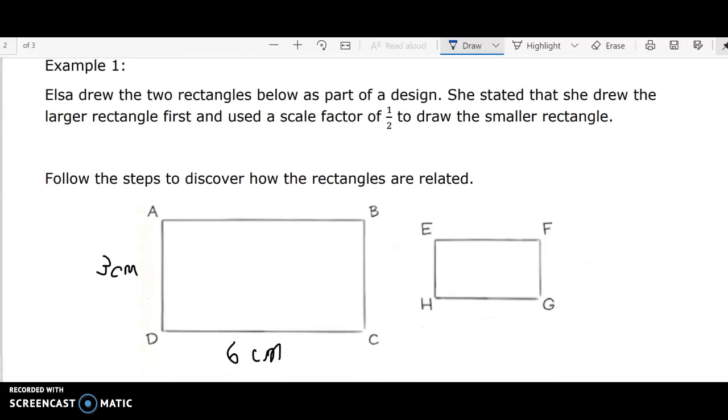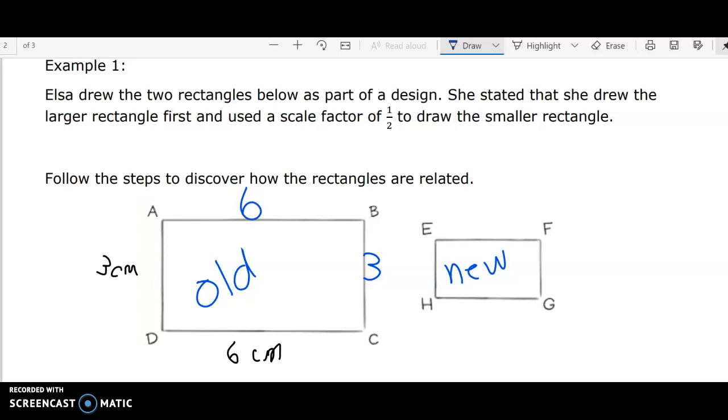Okay, here we go. Elsa drew the two rectangles below as part of a design. She stated that she drew the larger rectangle first, and she used a scale factor of 1/2 to draw the smaller rectangle. So I want you to get in the habit of saying this is old, this is new. Okay, follow the steps. So we know that rectangles have opposite sides that are equal. And so if this is 3, this is 3. If DC is 6, then AB is 6.